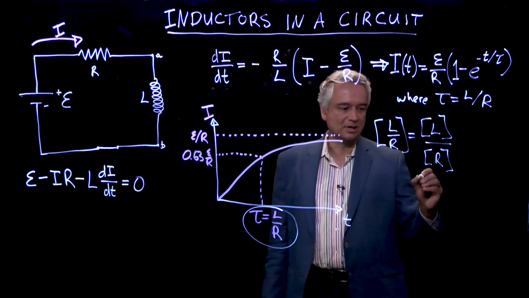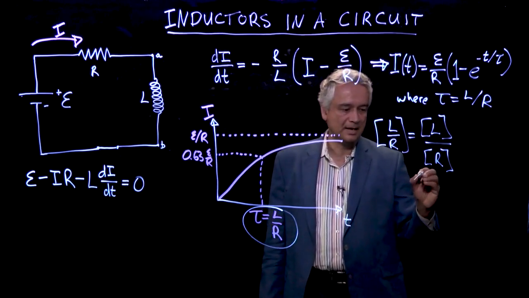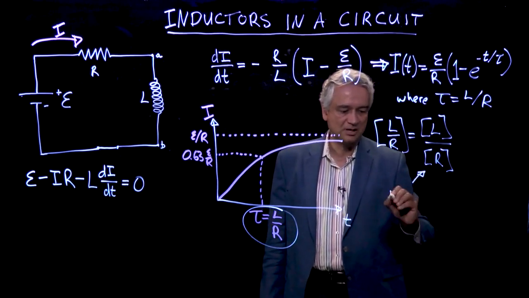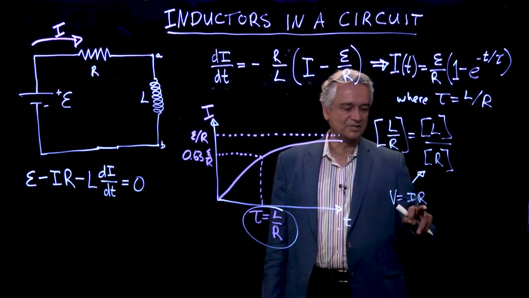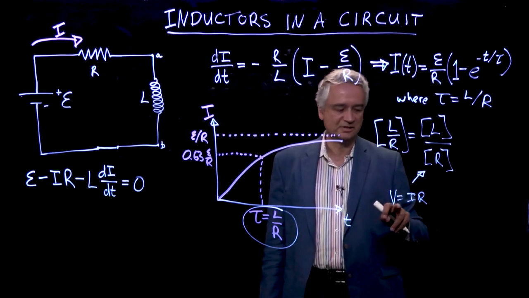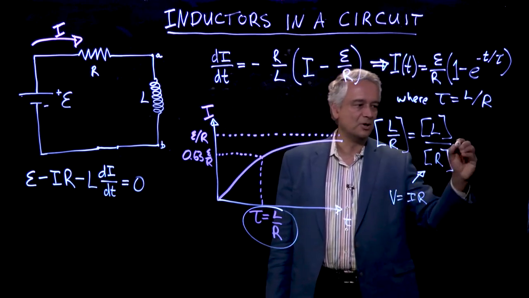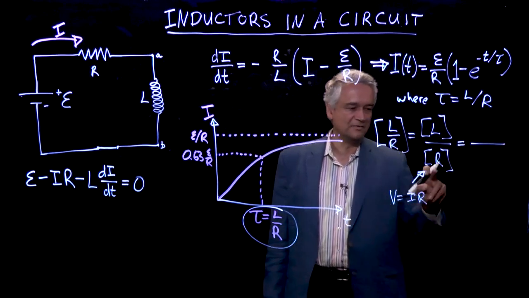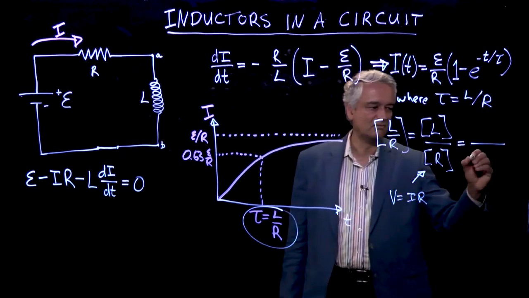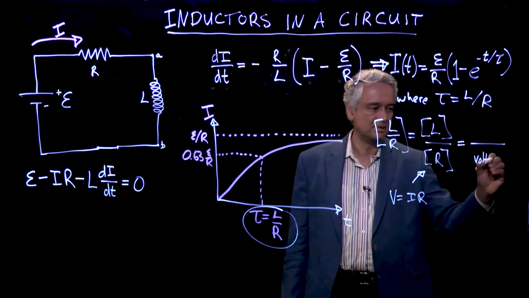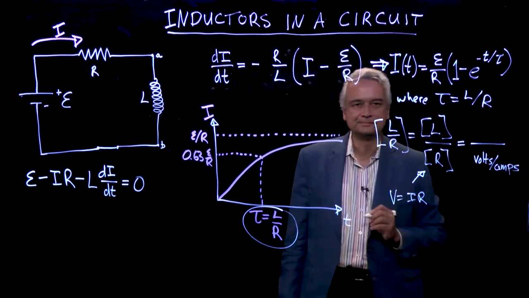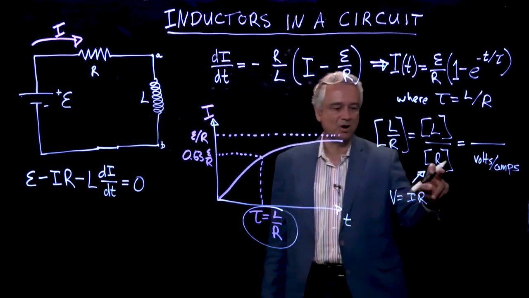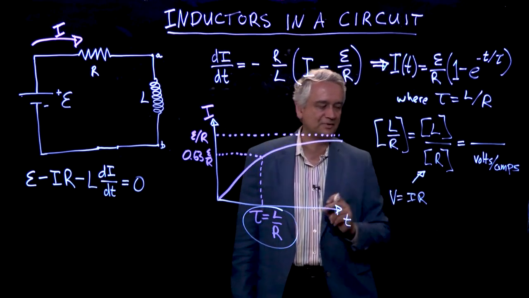And for me, that's Ohm's law. So I remember my Ohm's law. Ohm's law was V is equal to IR. That means that the units of R are the units of voltage divided by the units of current. So the units of R are volts over amps, over amperes, or amps. Okay, so the units of R are the units of voltage divided by the units of current.